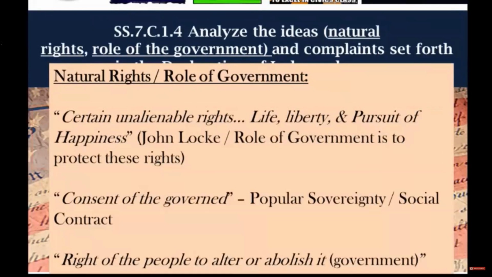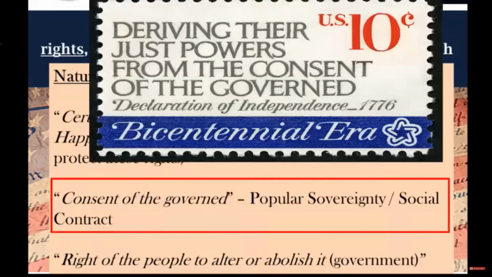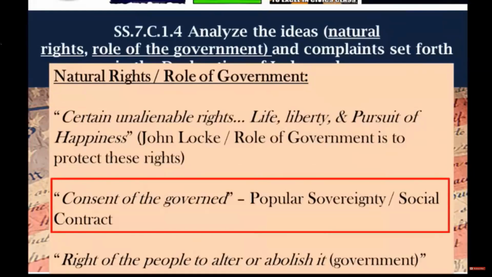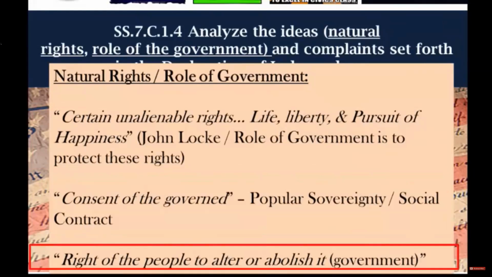This section also has the consent of the governed idea, that the people are the ones with power. In other words, popular sovereignty or social contract. The people give their consent to be ruled. Another Enlightenment idea, the people should alter or abolish the government if it takes away their rights.